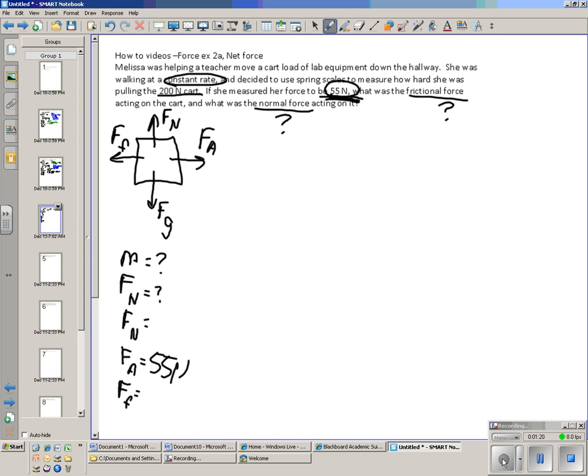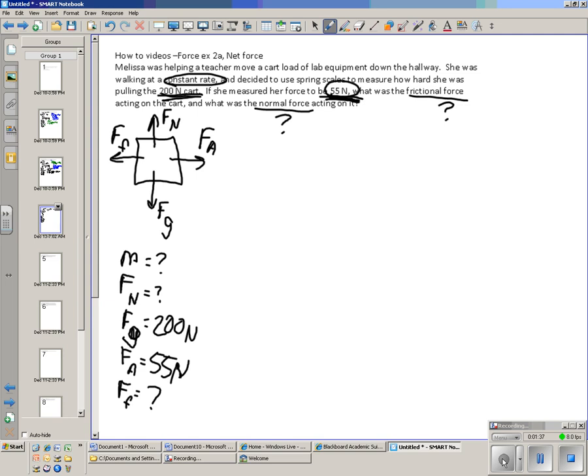And the 200 newtons, let's see, that's describing the cart itself. So, this is supposed to be gravitational. So that would be the 200 Newton cart. Okay, so I'm looking for the frictional force and the normal force.